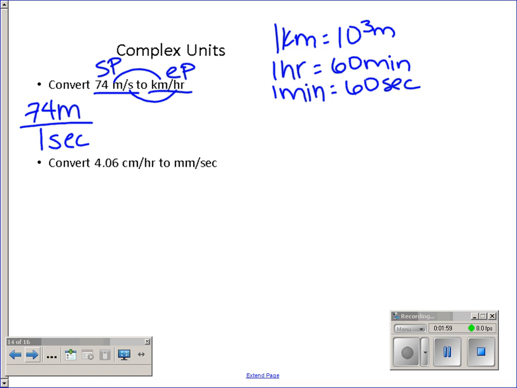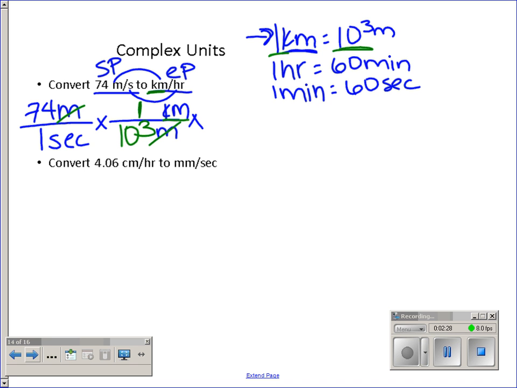So let's convert the top first. Meters has to go on the bottom. Look for the equivalence measure with meters in it, which means that the unit that has to go on top is kilometers. Plug in the values that belong. 1, 10 to the third. Meters cancel. I'm left in kilometers. Now my top is converted. I just need to worry about my bottom.